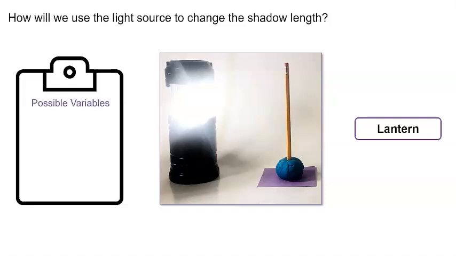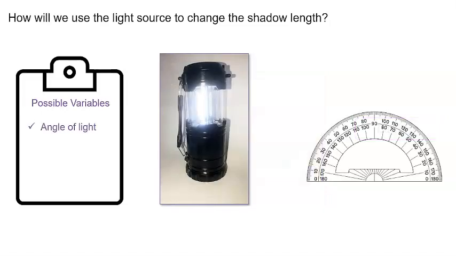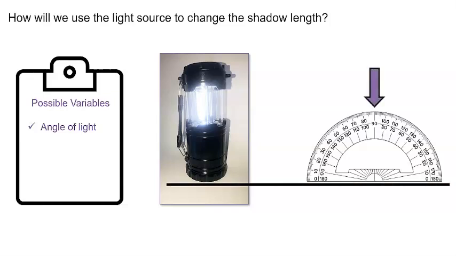Do you think we can change the angle of light? I think so. We can hold the lantern at different angles. We can check the angle by comparing the direction of the incoming light with the horizontal surface. Look at the protractor. Do you see 0 degrees? It's here. If we hold the lantern like this, the light source is at 0 degrees.